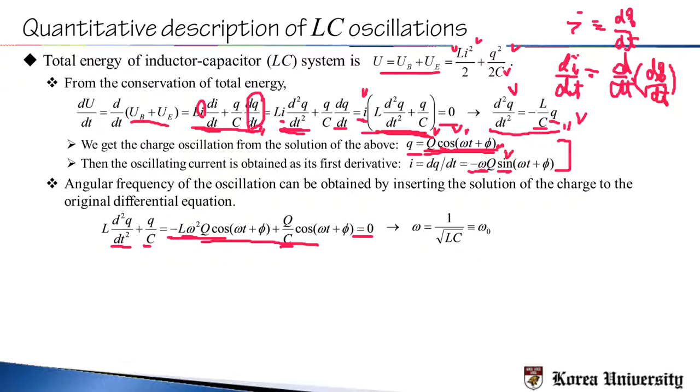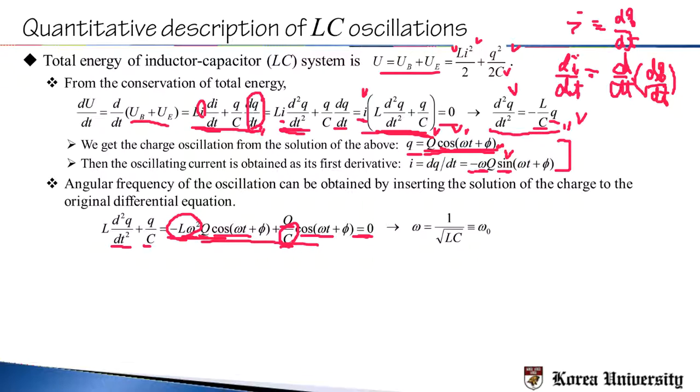Take a look at this. Here you have cosine, again another cosine, and here Q, also Q. So you can use the bracket to take them out, and then finally it's 0, which means minus L omega squared plus 1 over C is 0.